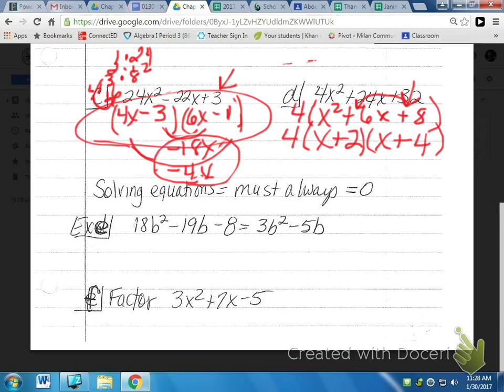Right. Okay, questions about that? Can we do that for all the ones that are like that? Yes, you look for a common factor to take out to make your life simpler. If you can find it, go for it.